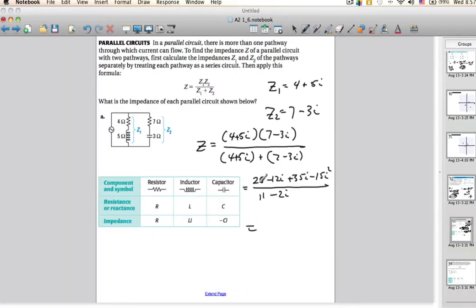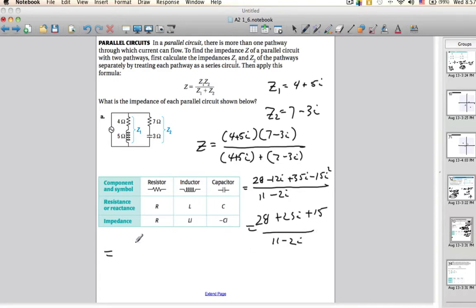Okay, continuing to simplify, I'm going to ignore the denominator for the time being, but you can see I have to rationalize this denominator, so there's going to be a pretty chunky step still to come. When I combine like terms, I'm going to have 28 minus 12 plus 35, which is plus 23i. Minus 15i squared becomes plus 15 because it's minus negative 15. Right? So I'm just going to continue. The denominator didn't change.